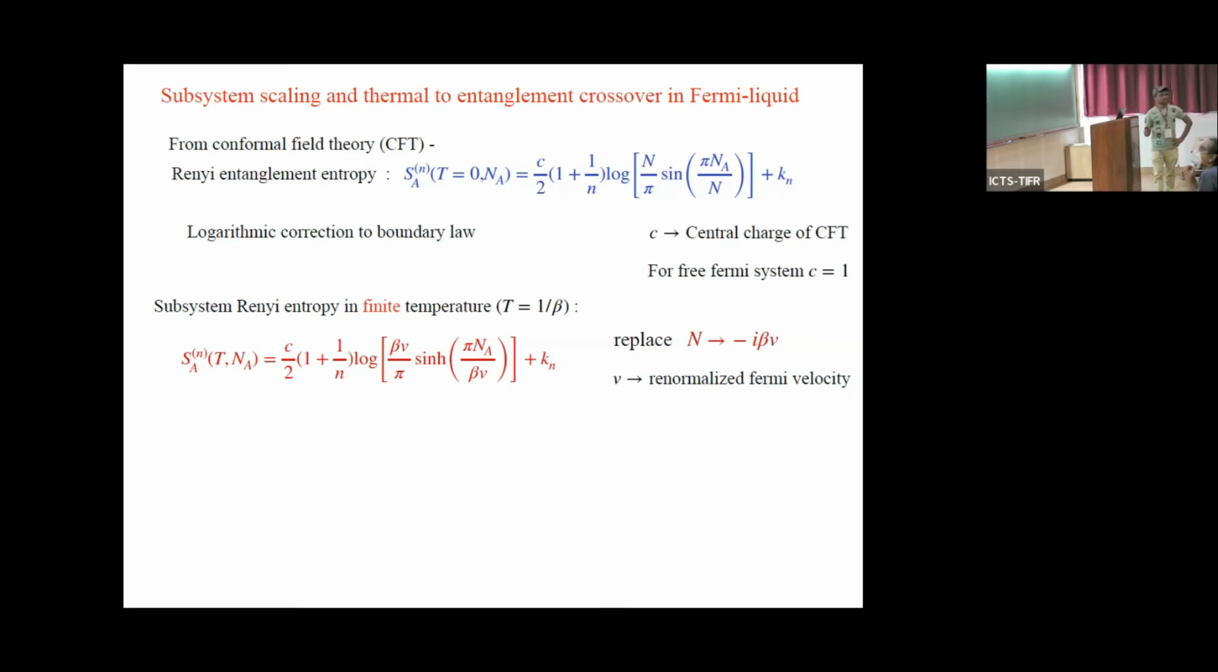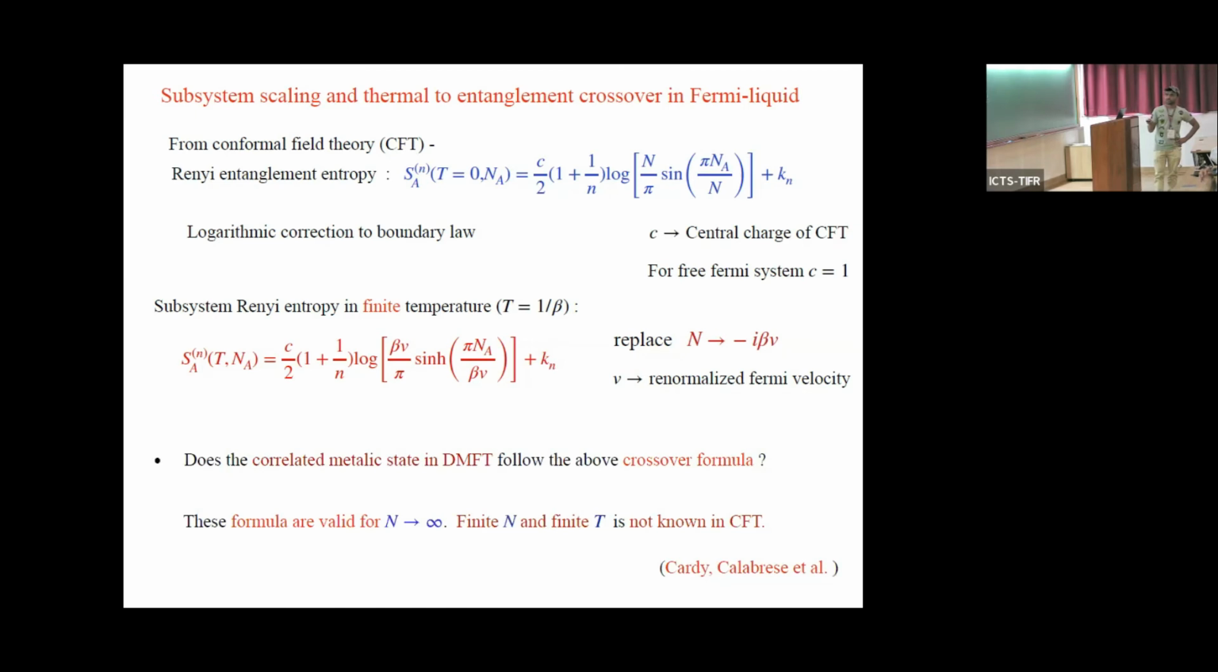Now, this is CFT, and a free Fermi system follows this kind of thing, but in the context of dynamical mean field theory, does the metallic phase follow this kind of scaling or not? That is the question that we will answer.